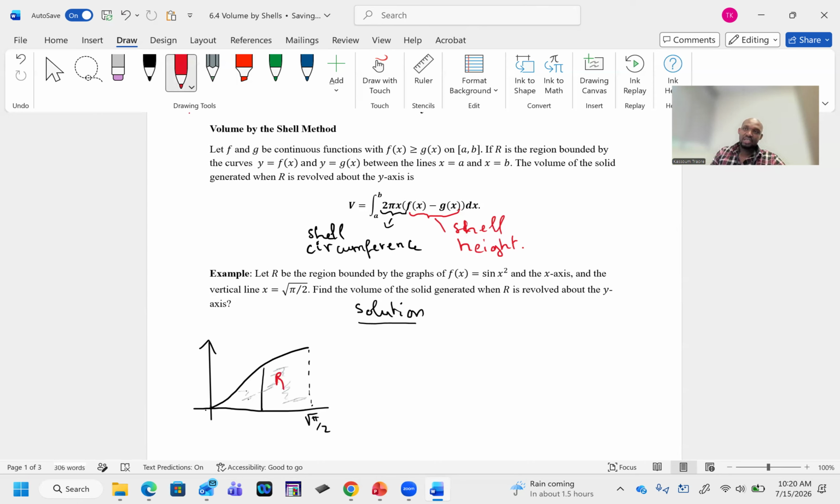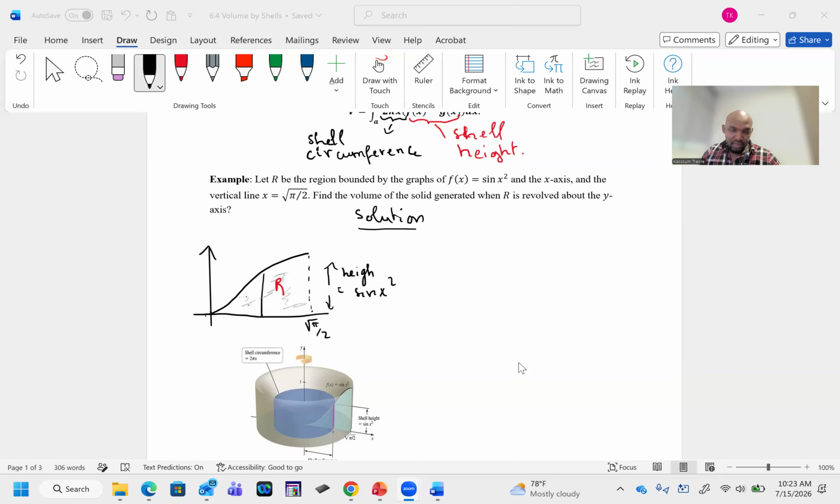And don't forget the shell radius is x in this case. The radius is x and f of x is what? Sine x squared, right? So the height of the shell will be what? Sine x squared. So this is what will be revolved. Let me show you the 3D version of this graph, what you would see. So you can see this is what will happen.